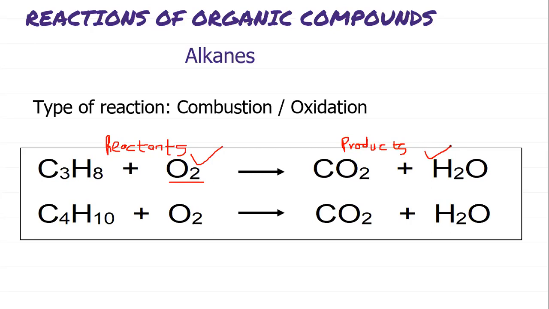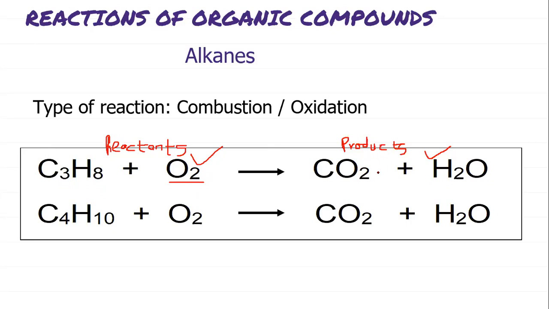Then the last mark is for you to balance this chemical equation. Remember, to balance this chemical equation means the number of carbons on the left must be equal to the number of carbons on the right. The number of hydrogens on the left must be equal to the number of hydrogens on the right. The number of oxygens on the left must be equal to the number of oxygens on the right.